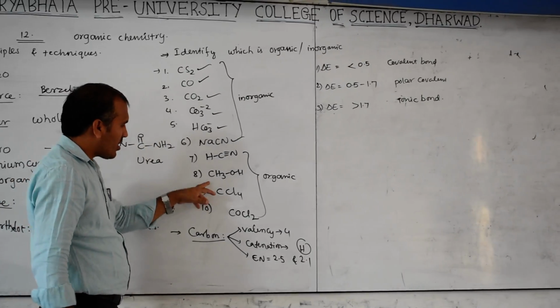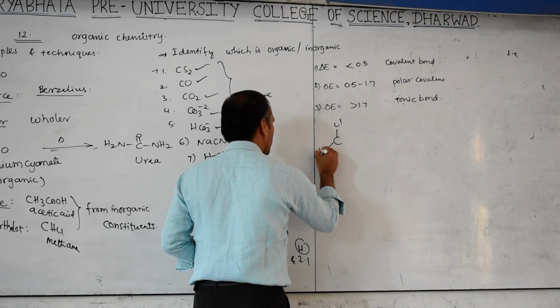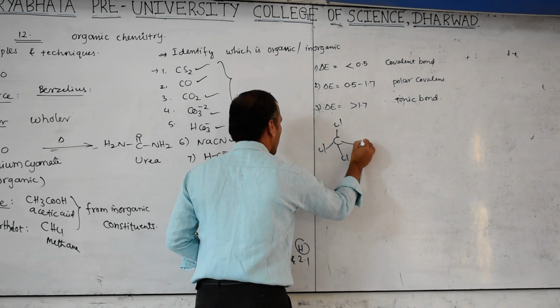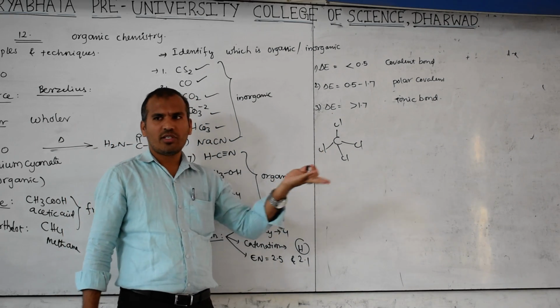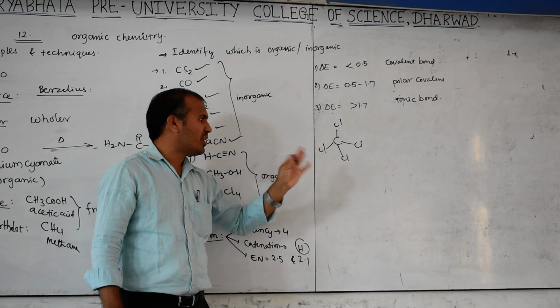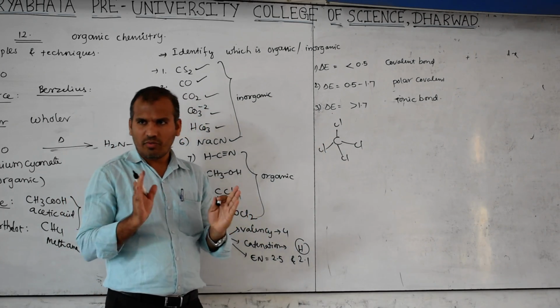Now, carbon tetrachloride is there. Carbon tetrachloride: Cl, Cl, Cl, Cl. Carbon valence is 4, so 4 bonds are there. Halogens generally form 1 bond, so 1 bond is there. Now, based on this, you decide which type of bond each bond is.